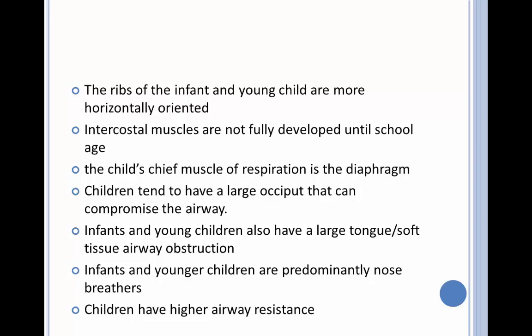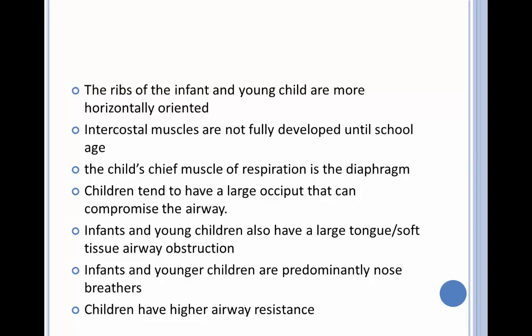As with the adult, the child's chief muscle of respiration is the diaphragm. However, the muscles of the diaphragm are more horizontal to the ribs as opposed to oblique in the adult. This leaves the infant and the child with compromised diaphragmatic function and contraction when it's necessary in respiratory distress. So elevating the head of the bed improves diaphragmatic function and may completely alleviate paradoxical work of breathing in children.